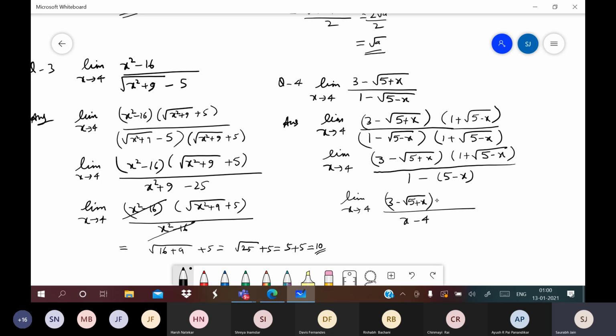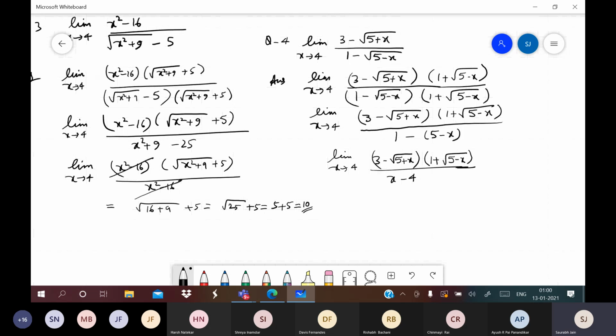If at this step you try to put the value 4, you will get 0 by 0. That is an indeterminate form. That means you have not solved anything till now, though you are halfway there, because you have only rationalized the denominator. Now you need to rationalize the numerator. The numerator was 3 minus this only, the negative part, right? Do not rationalize this 1 plus under root 5 minus x. This is the result of rationalization.